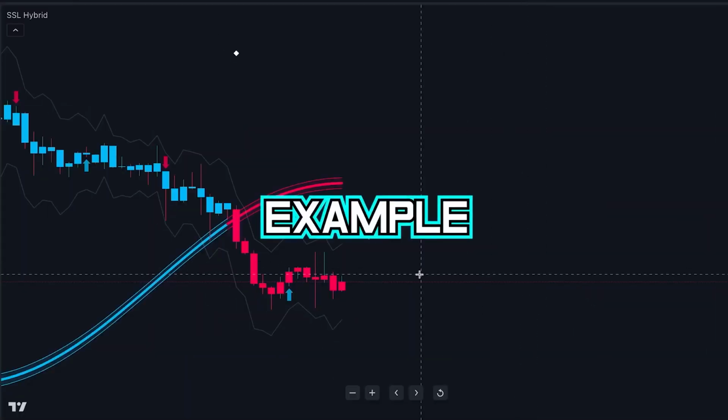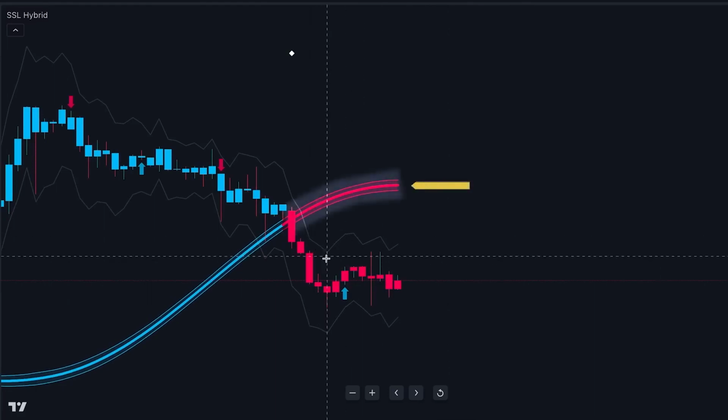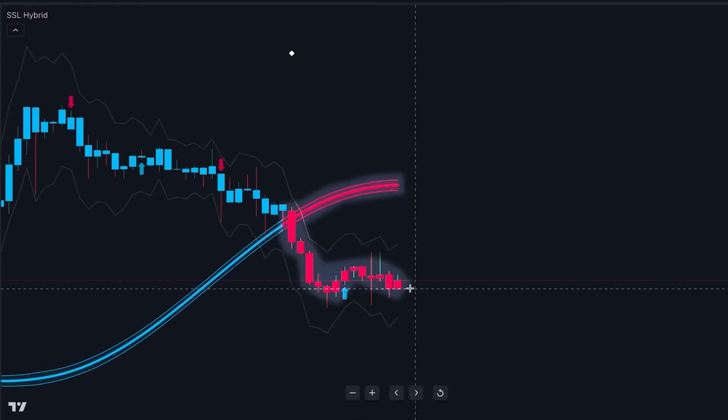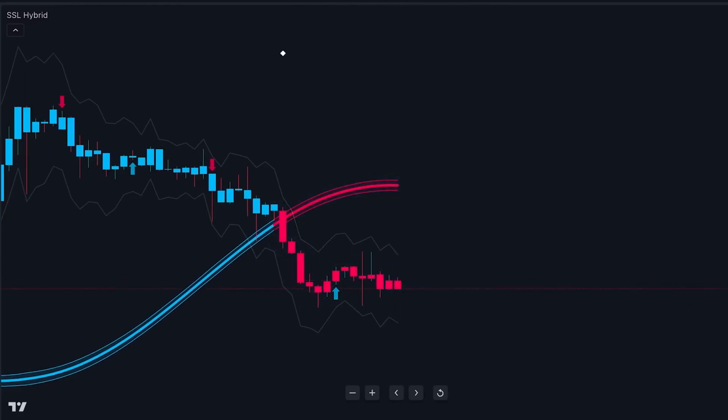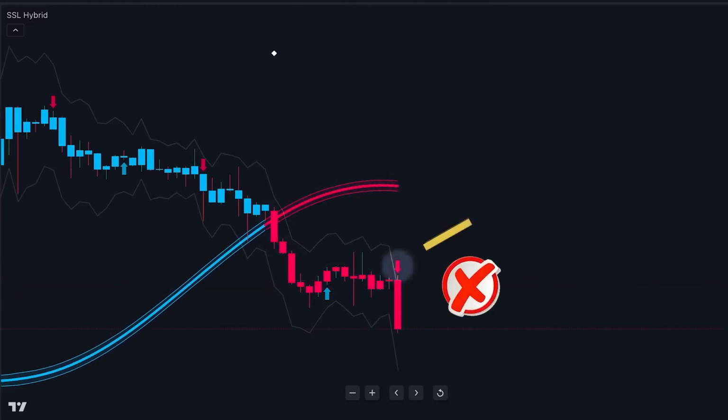Here is another example. We can see the trend is bearish based on the baseline being above the candles and the color being pink. So now we want to wait for a retracement to establish the low. Here we have a sell signal, but there is no low to target, so we wait for another opportunity.